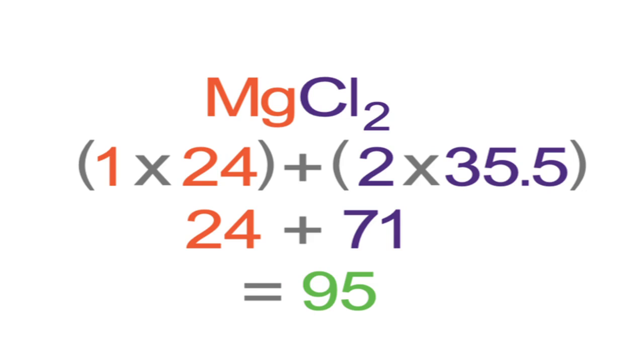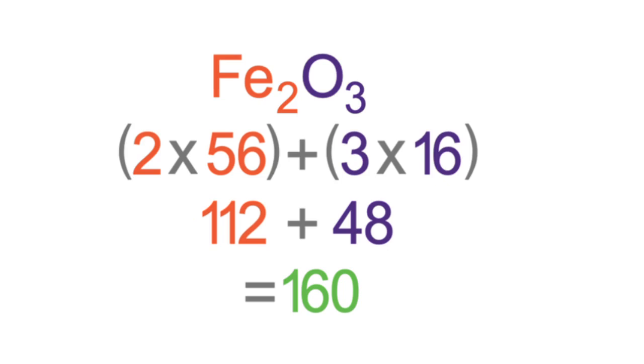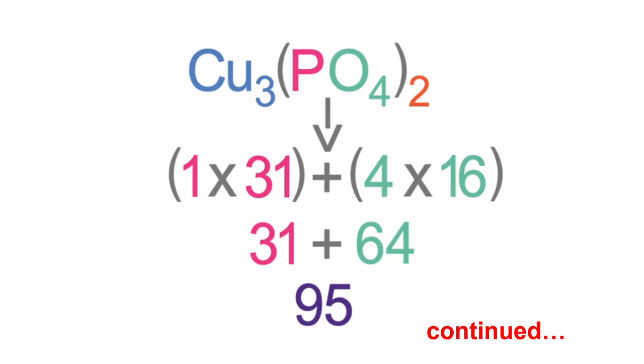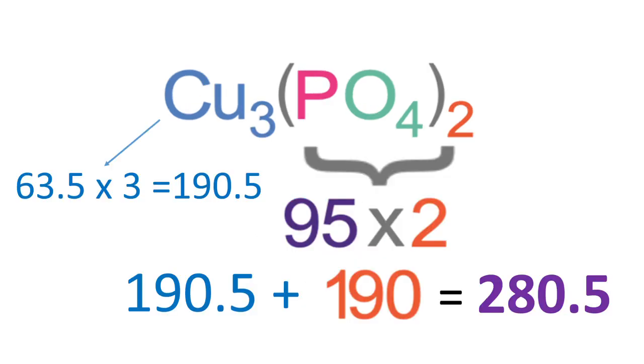Nice and easy. Use brackets when you have to multiply. Getting a little harder, but use brackets when you need to multiply and you'll get the answer. And here's a really hard one that requires 2 slides. So the phosphate weighs 95, and then you add it to the copper, okay, because there's 2 phosphates, 95 times 2, to get 280.5 for copper phosphate.